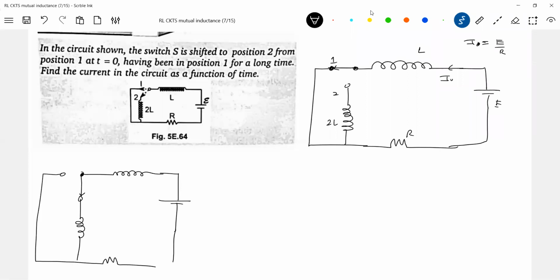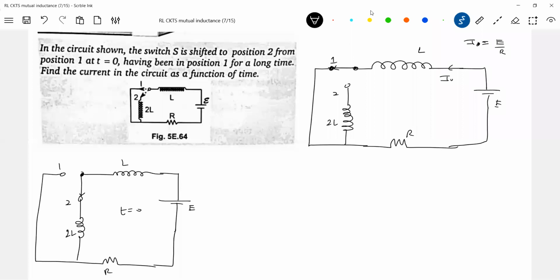This is a resistor R, this is the inductance 2L, this is L. This is at t equals 0. I am drawing this circuit. The moment I move the switch from position 1 to 2, that instant of time is t equals 0. What will happen here? We have to first analyze what conditions will prevail here. Then, knowing the initial current flowing, I'll proceed further, writing the equations.